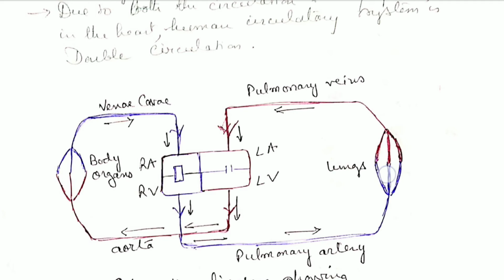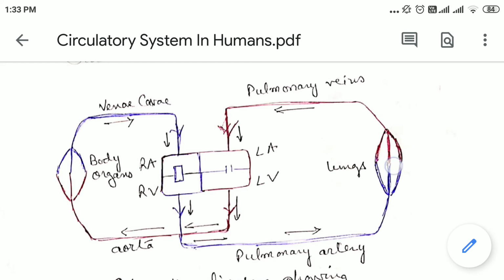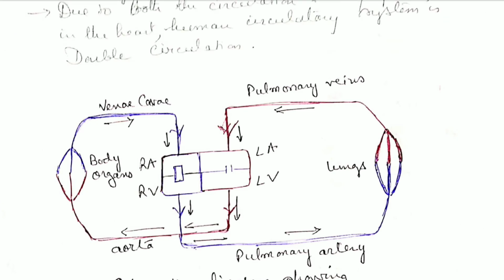Again it is becoming oxygenated and red colored, and so via the pulmonary veins it is returning to the left auricle, entering the heart again. Then the left auricle, when it is contracting, pushes the blood through the bicuspid or mitral valve into the left ventricle.